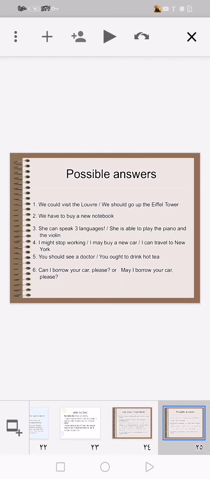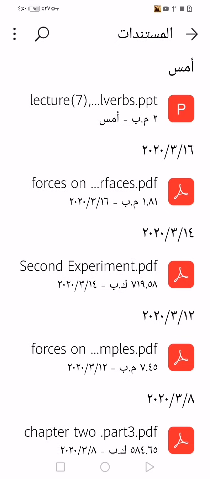طبعا طلاب احنا خلصنا هذا الباوربوينت. نرجع إلى الموضوع اللي بعده طلاب.